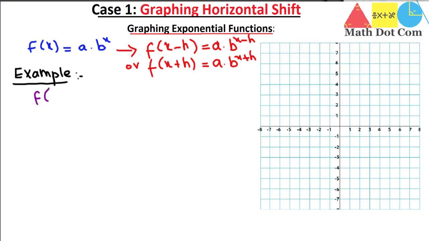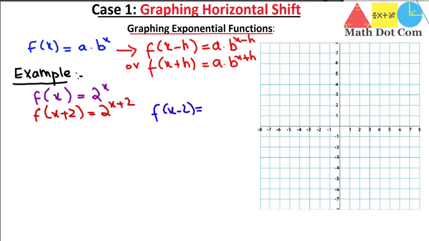The original function is f of x equals 2 raised to power x. But when we talk about the translation or horizontal shift, this function is transformed into two types. The first is f of x plus 2 equals 2 raised to power x plus 2, and the other is f of x minus 2 equals 2 raised to power x minus 2. So we have three different functions, and we will plot three different curves on the graph so that you can see the difference between the three.